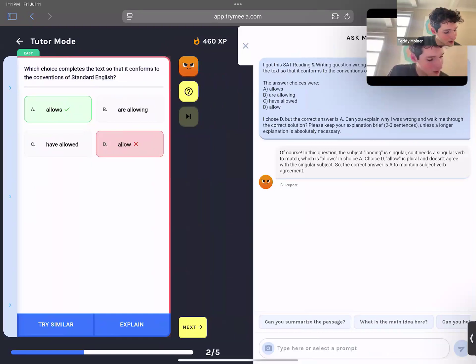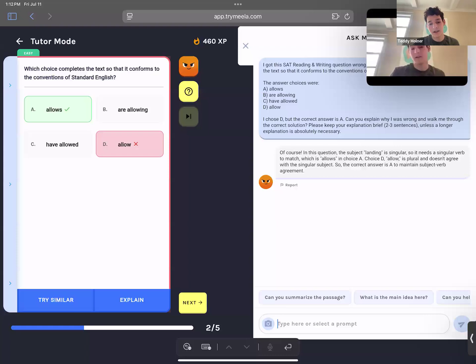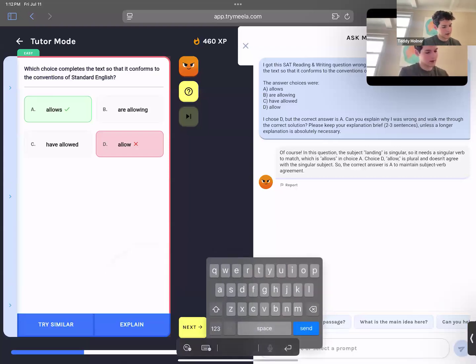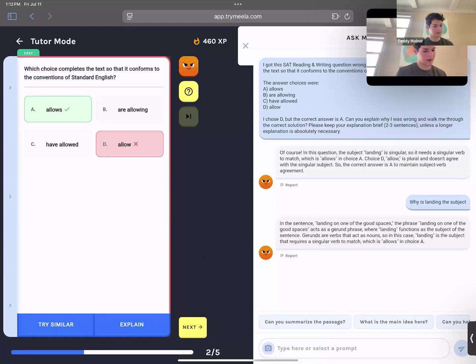Of course, in this question, the subject landing is singular, so it needs a singular verb to match, which is allows in choice A. Choice D, allow, is plural and doesn't agree with the singular subject. So the correct answer is A, to maintain subject-verb agreement. And if that doesn't make sense, what you can do is say, why is landing the subject? I cannot see what I'm typing. Why is landing the subject? I hope, yeah, there we go.